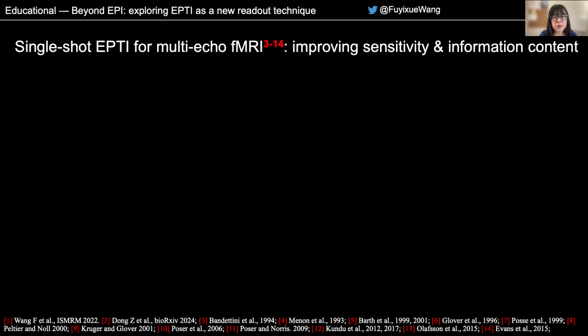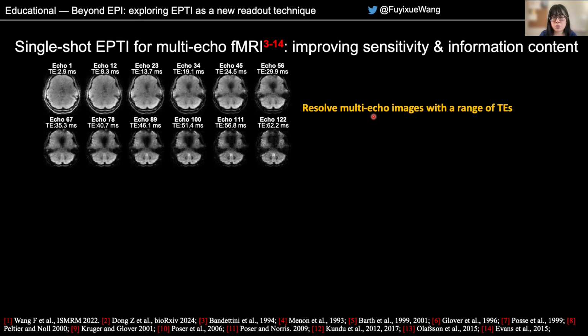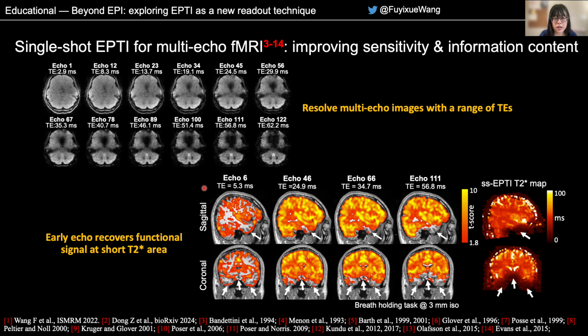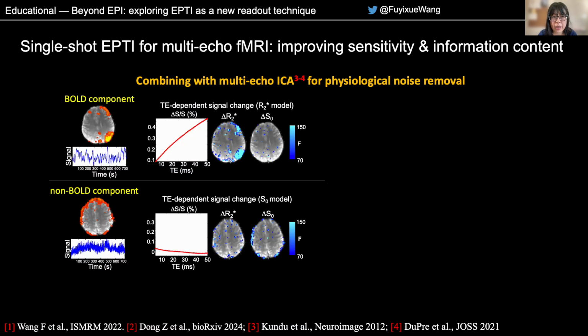And finally, as multi-echo fMRI has been shown by many previous studies to improve functional sensitivity and information content, EPTI's ability to resolve multi-echo images with a wide range of TEs, as early as 3 milliseconds, can provide a new acquisition tool for multi-echo fMRI. And the early echoes can be used to recover functional signals at short T2* regions. So by combining with multi-echo ICA, we can further reduce physiological noise and improve the tSNR efficiency of EPTI.